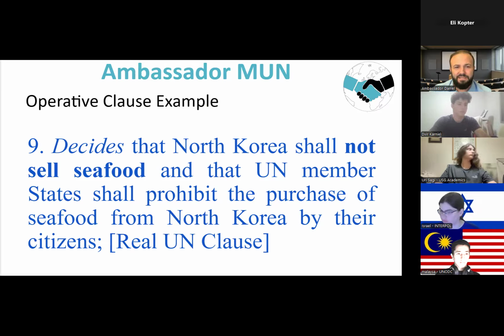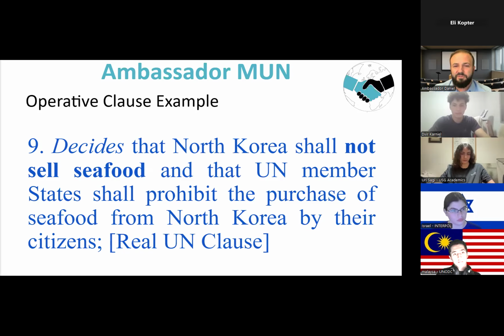All right, UNSC Denmark, Ido, please read the clause. Sure. Decides that North Korea shall not sell seafood and that UN member states shall prohibit the purchase of seafood from North Korea by their citizens. Okay, see this? Very similar.